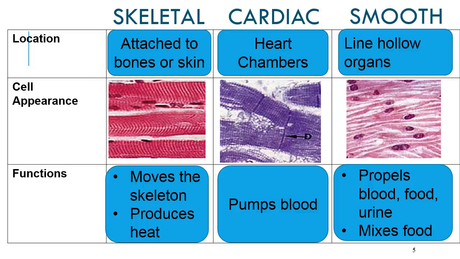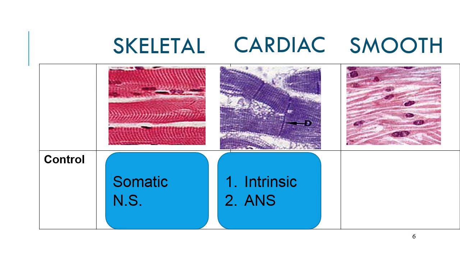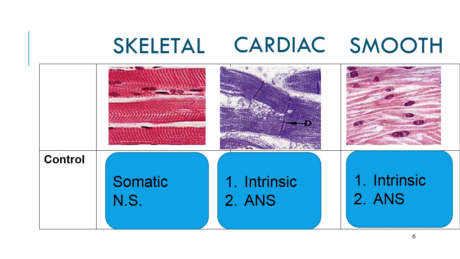How is our smooth muscle controlled? Involuntary, so we can say which nervous system? Autonomic. And also, some smooth muscle is controlled how? Intrinsically, because some smooth muscle also has what?